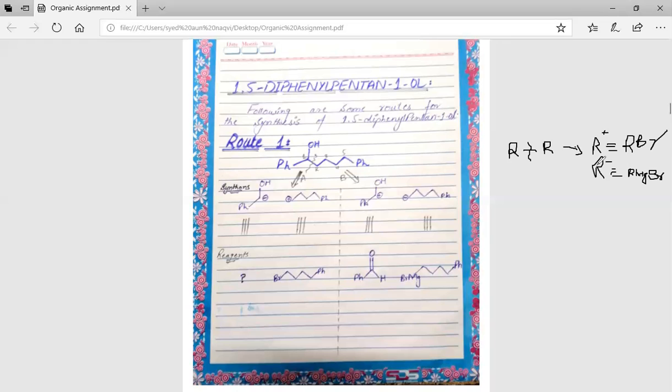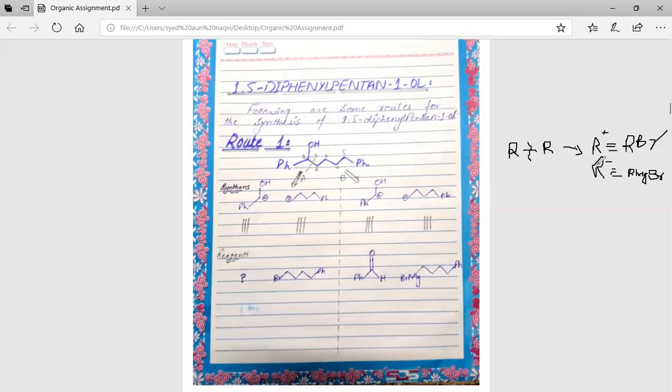So there is a difference between synthon and reagent. The reagent is the actual compound used to function as the synthon, and the synthons are the positive and the negative ions obtained as a result of disconnection. So we should know the difference between these two.